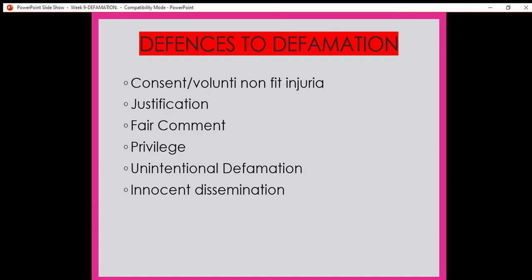All right, so there are several defenses to defamation. First, we will start with the defense of consent or voluntary non-fair injuria, followed by justification, fair comment, privilege, unintentional defamation, and innocent dissemination.